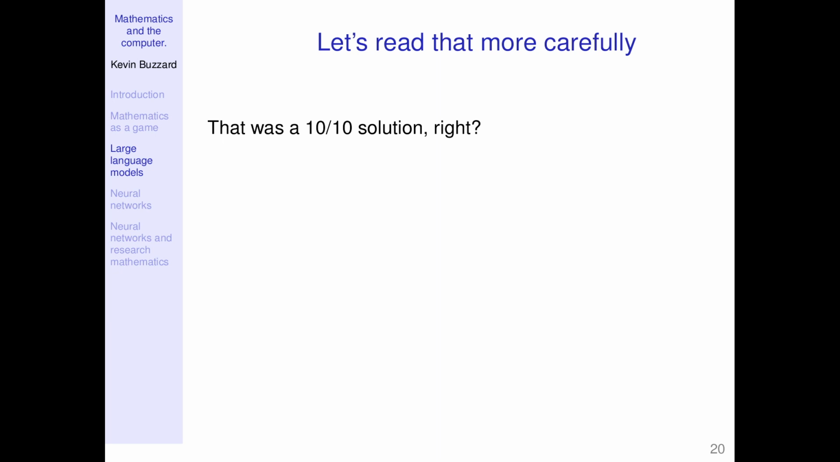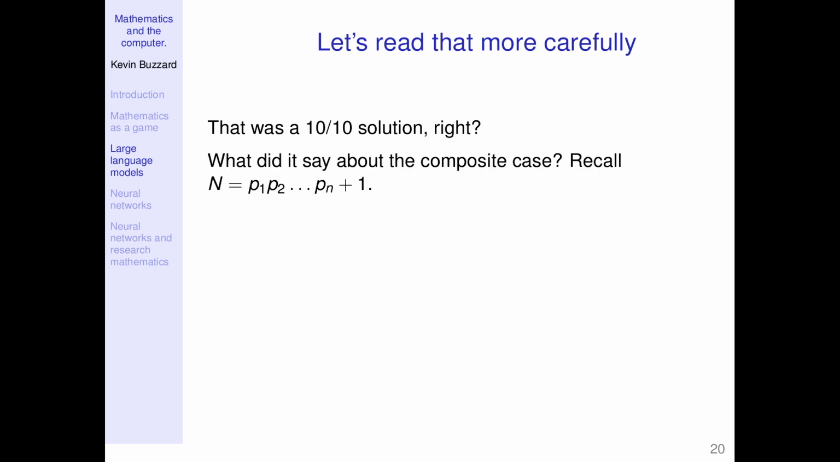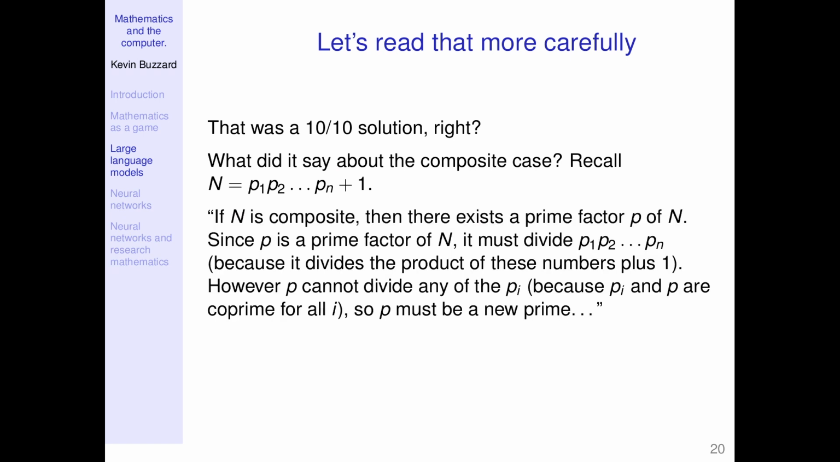So now let's actually read it properly, and let's make it bigger so we can all read it instead of just me. So what did it say about the composite case, right? We've got to prove there's infinitely many primes, so we've got finitely many primes, P1 up to Pn, and then we add 1, and we've got this large number, capital N. And what about when capital N turns out to be composite? Because that can happen, right? And this is what it said.